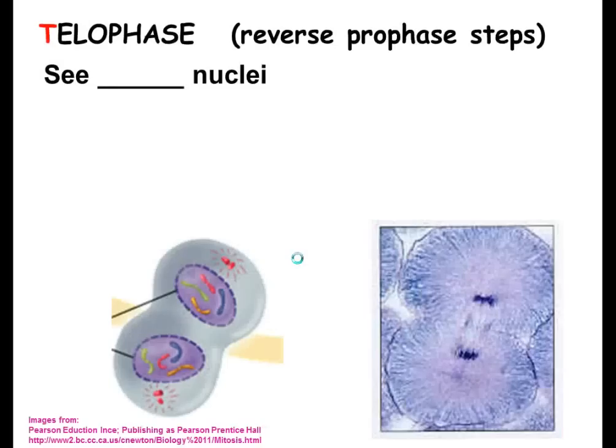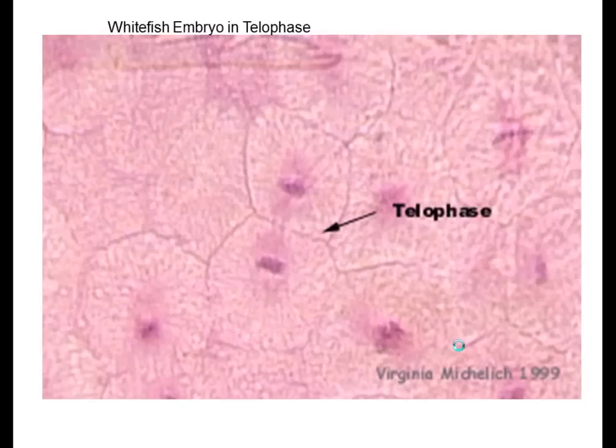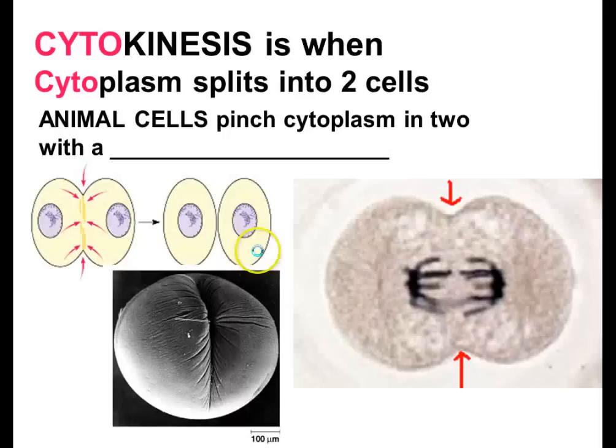And telophase, think of two nuclei. You start to see two nuclei. It's the opposite of prophase. So here the nuclear membrane will start to reform. Chromosomes will spread out and become chromatin. Centrioles and spindle fibers will disassemble. And then here you can see it in the whitefish embryo.